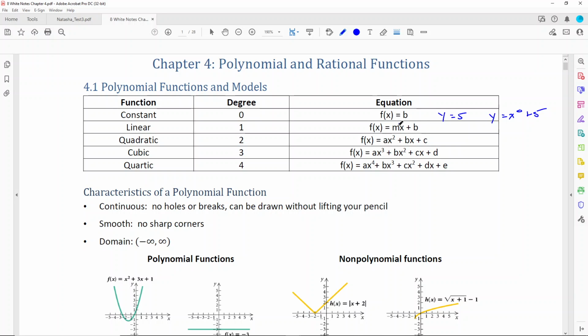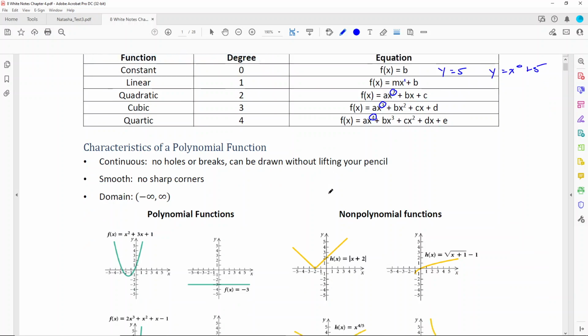Linear, the highest exponent is a 1. A lot of people say there's no exponent, but there actually is an exponent. It's an exponent of 1. Oops, sorry, I put it on the m instead of the x. And then a quadratic is the highest exponent of 2. Cubic is the highest exponent of 3. Quartic is the highest exponent of 4. Quintic is the highest exponent of 5, and so on and so forth.